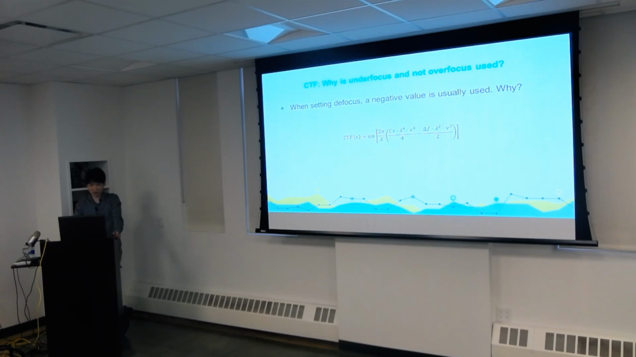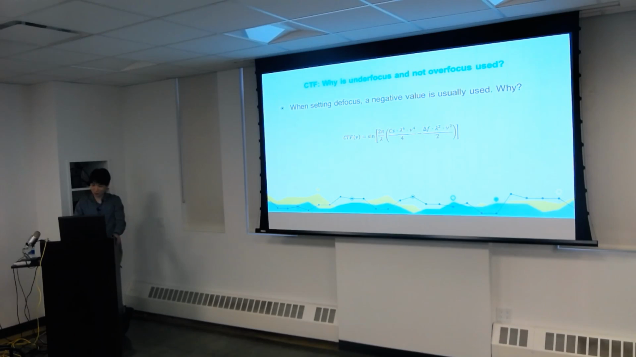If you want to maximize contrast in your image, what will you do? You'll try to make sure that this value adds up to the highest value for a sine function. To do so, you want to make the defocus a negative value. When you multiply minus 1 by minus 1, you get a positive value, so these two things add up in an additive way. That's the reason why you keep to a negative defocus value.